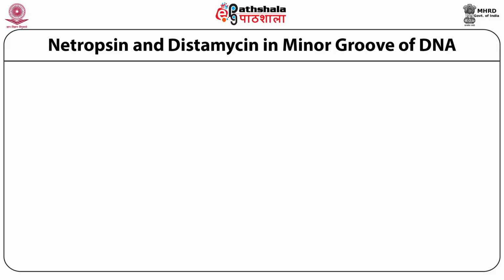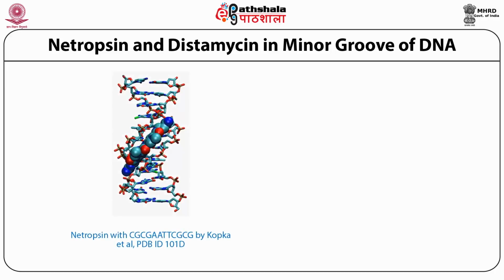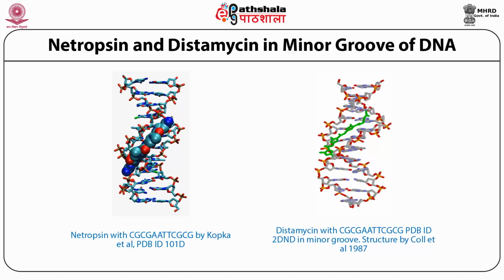We show two beautiful pictures of interaction of netropsin and distamycin in minor groove of DNA. Both the structures are obtained with the sequence CGCGAATTCGCG, and the first structure is by Kopka et al., PDB ID 101D, second structure is by Coll et al., PDB ID 2DND. The structures are quite similar to each other.